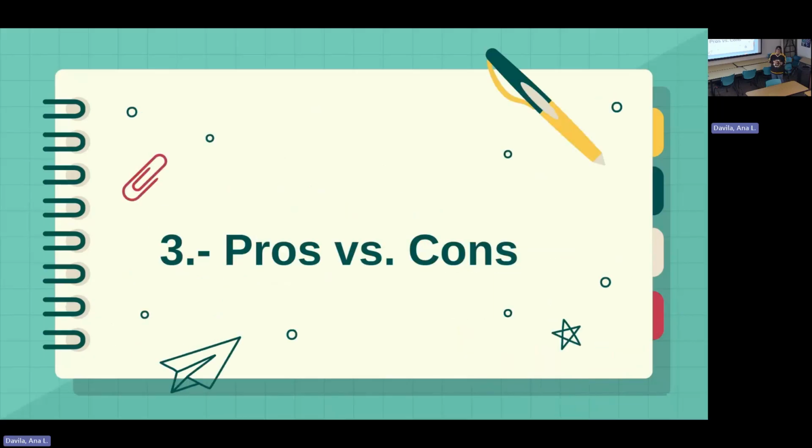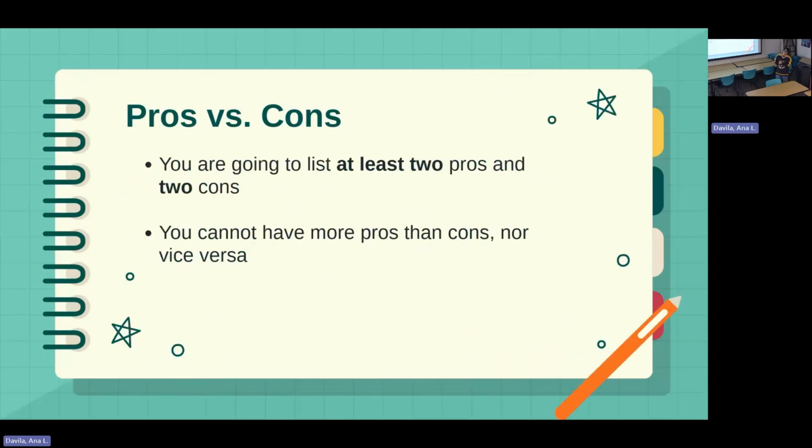Okay. Then we go into pros and cons. So for this one, you're gonna need at least 2 pros and 2 cons. Try to mirror it, keep it a balance. We cannot have 3 cons and then 2 pros, or like 5 pros and then 2 cons. We have to balance it, right? We cannot do more of one than the other, or vice versa.